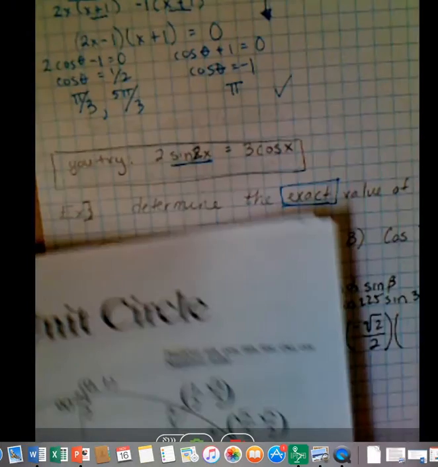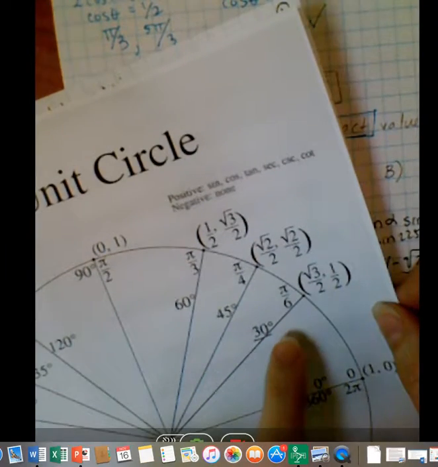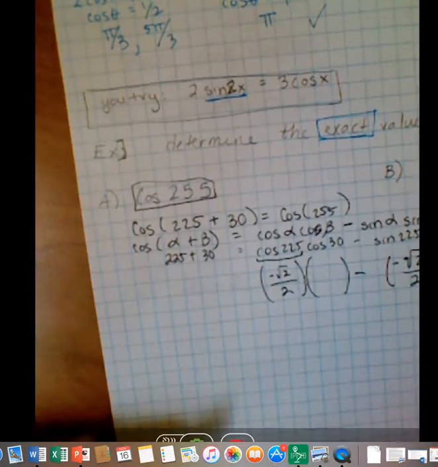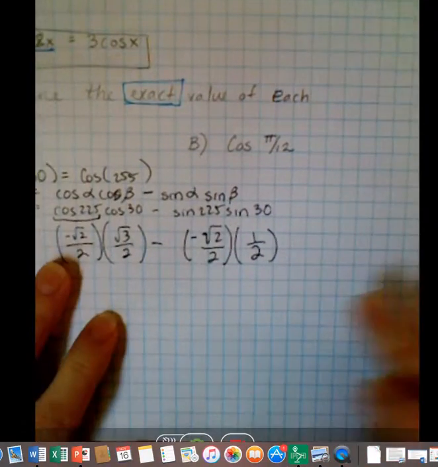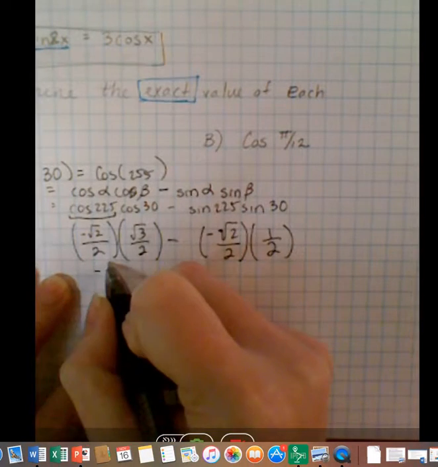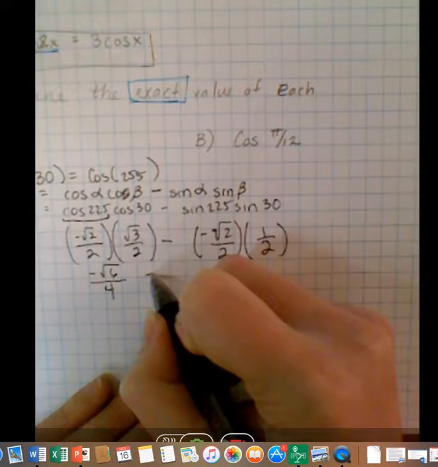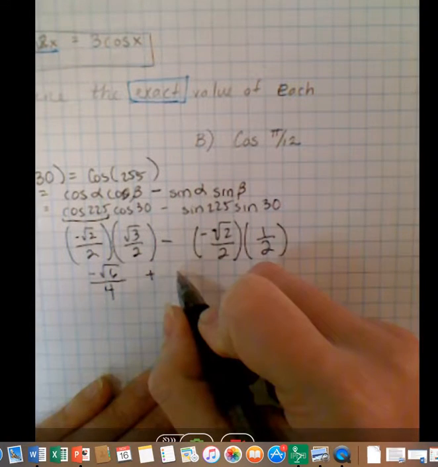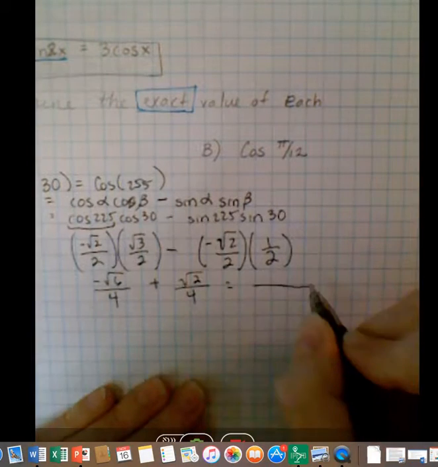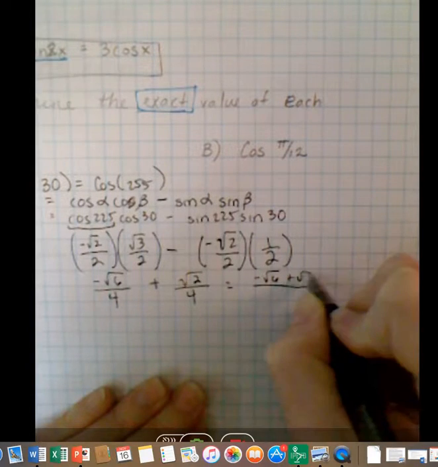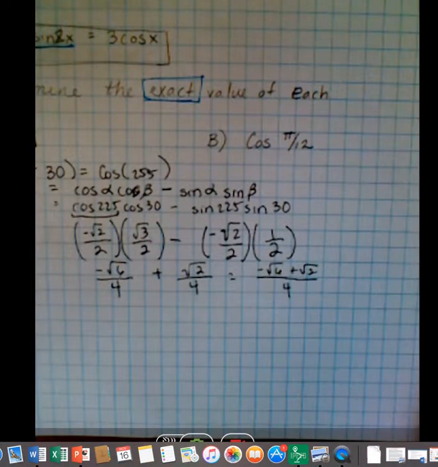Now I'm going to come over here to my sine quadrant of 30. Root 3 over 2 and 1 half. Okay. Simplify. Negative root 6 over 4. Nothing to be done there. Plus, minus minus makes plus, root 2 over 4. Now if I'd like, I can put it all over one denominator. You can either write it as negative root 6 plus 2 all over 4. You could also put 2 minus root 6. It doesn't really matter there.